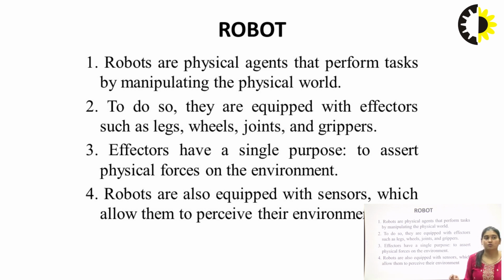The fourth point is that robots are also equipped with sensors. You already know what sensors are, and they allow a robot to perceive information, the knowledge, from the environment. So they have effectors and sensors, for the purpose of sensing something from the environment and exerting physical forces on the environment.